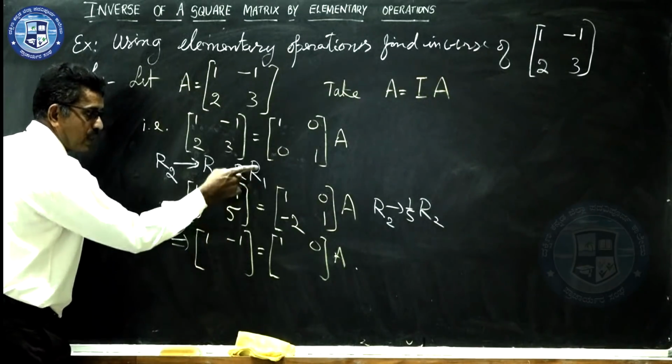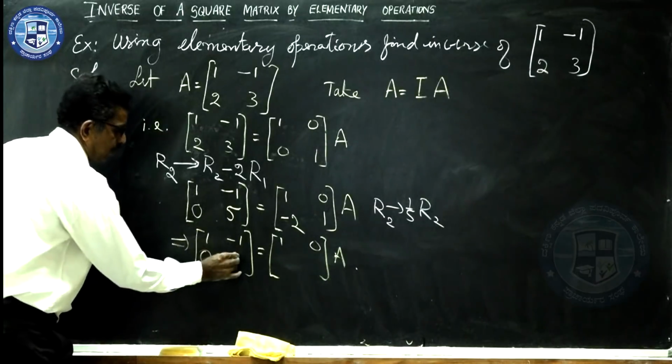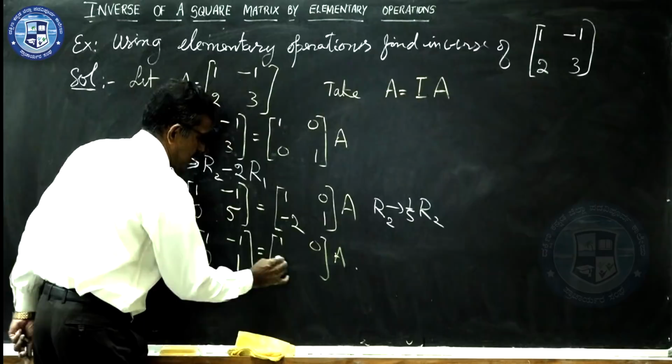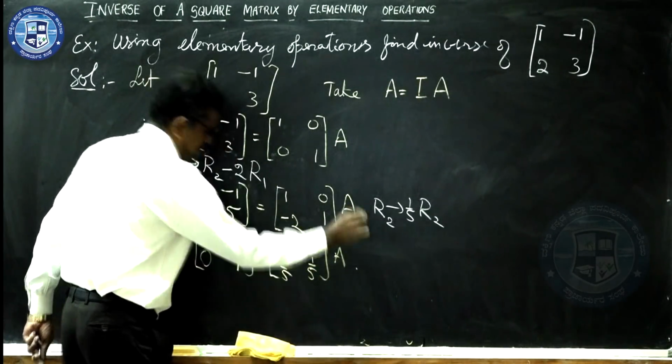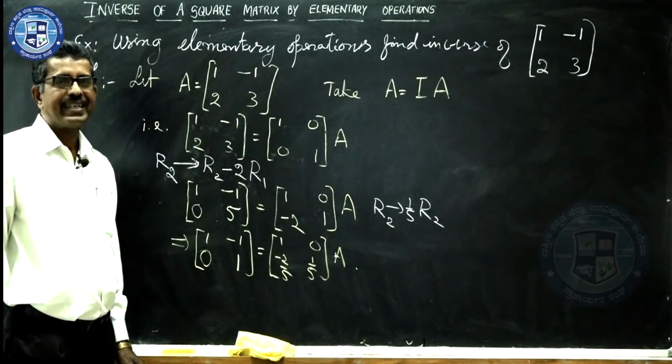Apply that operation to the second row, like 1 by 5. What is 0 by 5? It is 0. 5 by 5, it is 1. Next, what is minus 2 by 5? It is minus 2 by 5. What is 1 by 5? It is 1 by 5. So, that is the expression.